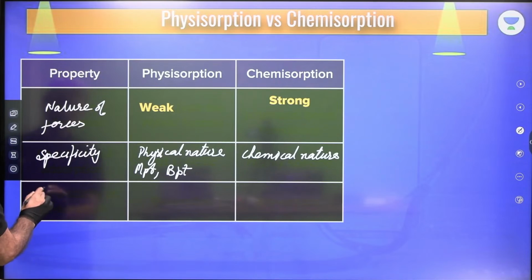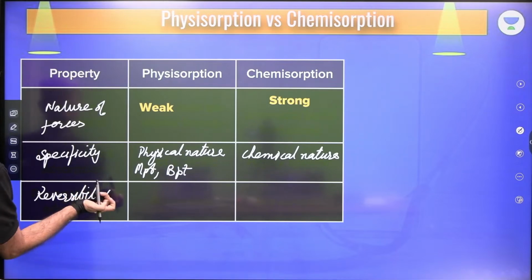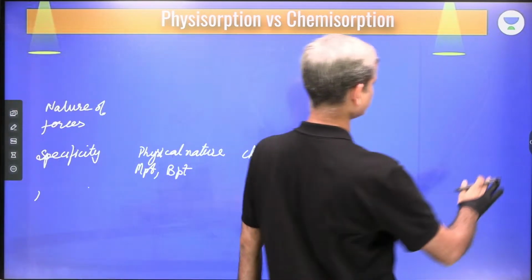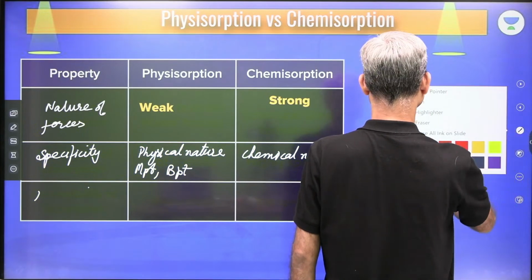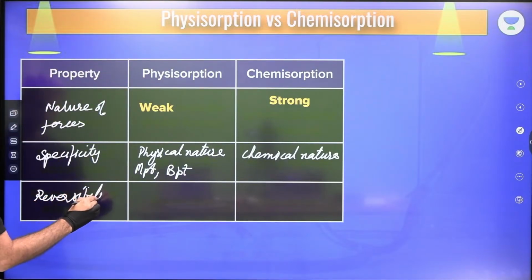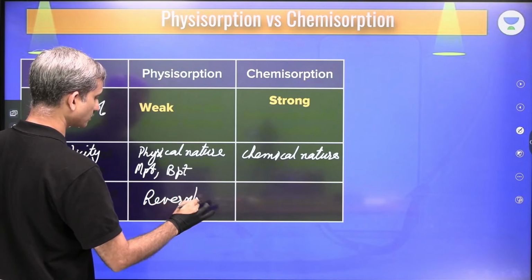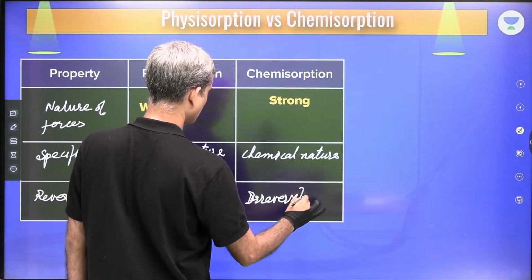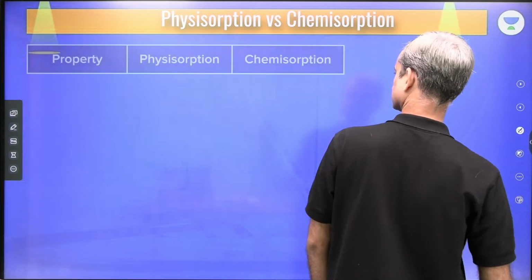So when we talk about the reversibility, physisorption is reversible. We have already talked about why it is reversible, while chemisorption is irreversible, and we know why it is irreversible. Clear?